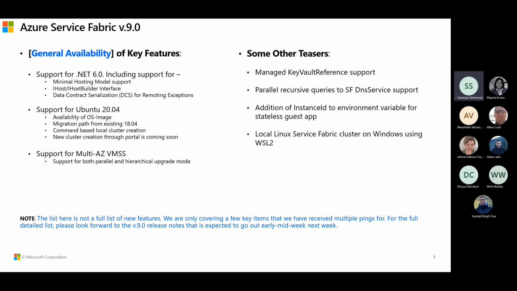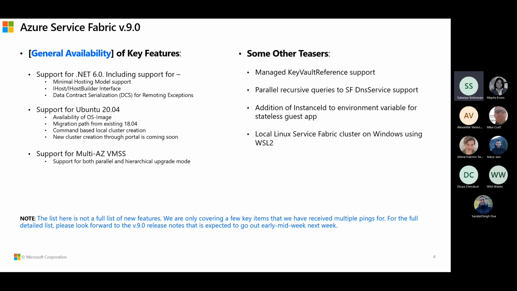The second one is parallel recursive queries for SFDNS service support. This is essentially to have faster DNS response time. So we support parallelizing calls to multiple DNS services, and the first response is basically picked up as the response.